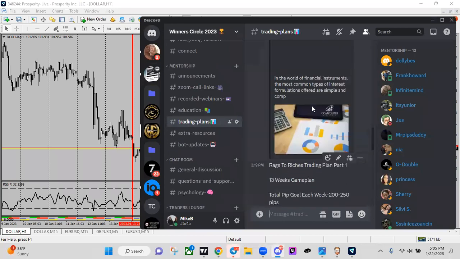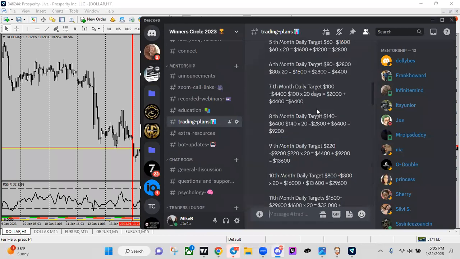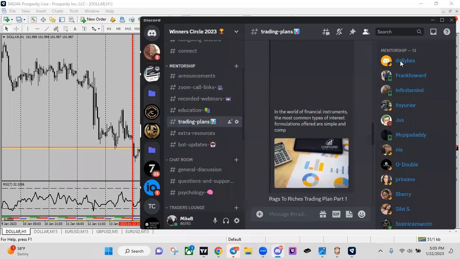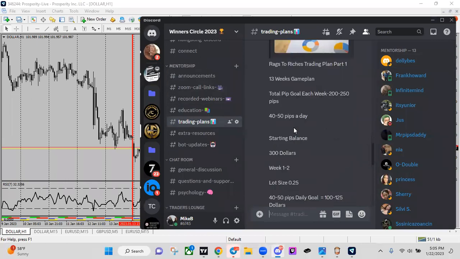You don't have to necessarily follow this to an exact T, but it's just different views. And it's in the Discord underneath the mentorship under trading plans. But the Rags to Riches plan, this has been my favorite trading plan and something that I still follow to this day. But like I said, it's just having an idea.